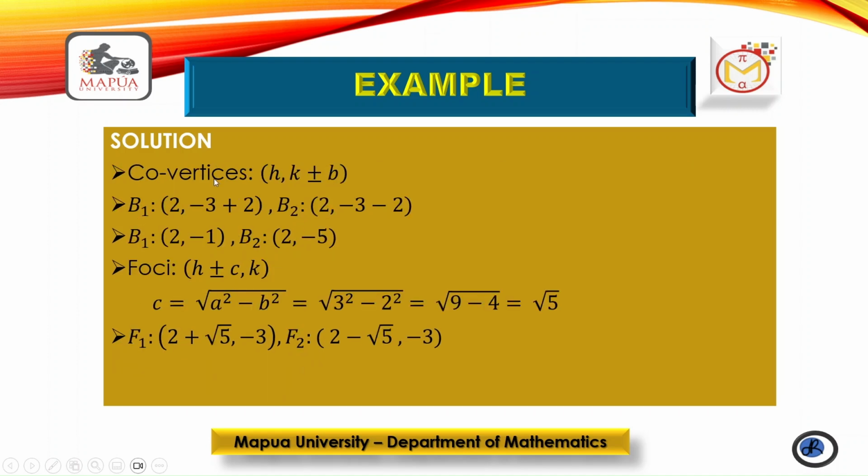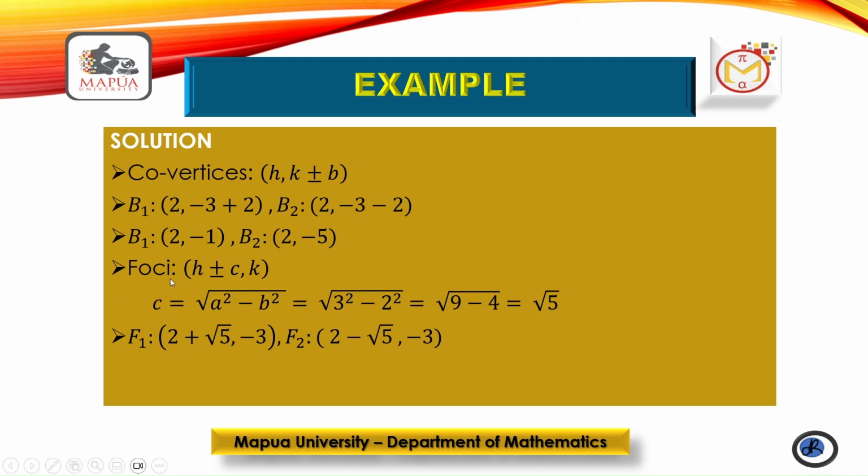For the co-vertices, the x-coordinate is h, and the y-coordinate is k plus and minus b. The co-vertices, denoted as b1 and b2, have x equal to 2, and for y, negative 3 plus and minus 2. So one is (2, negative 1), and the other one is (2, negative 5).